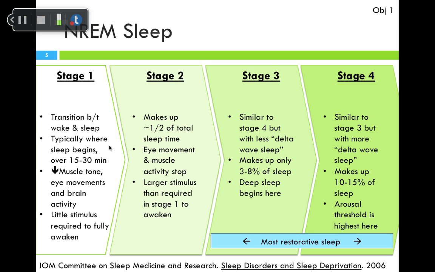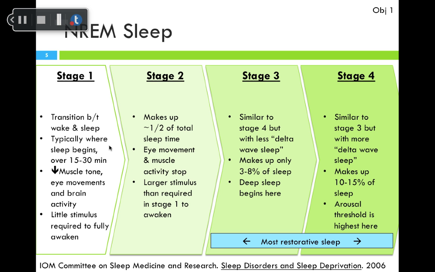To divide out the different stages of non-REM sleep, we have stage 1, the part where a person transitions between being awake and asleep. It typically is where sleep begins, and it takes a period of about 15 to 30 minutes from the time that somebody lays down to actually fall asleep. Within stage 1, someone will start to have decreased muscle tone, decreased eye movements, as well as decreased brain activity.